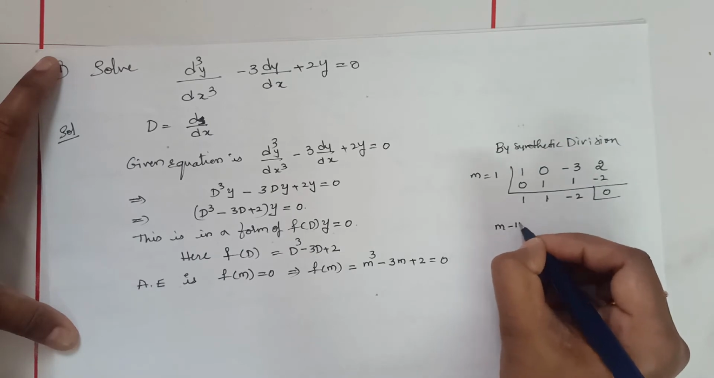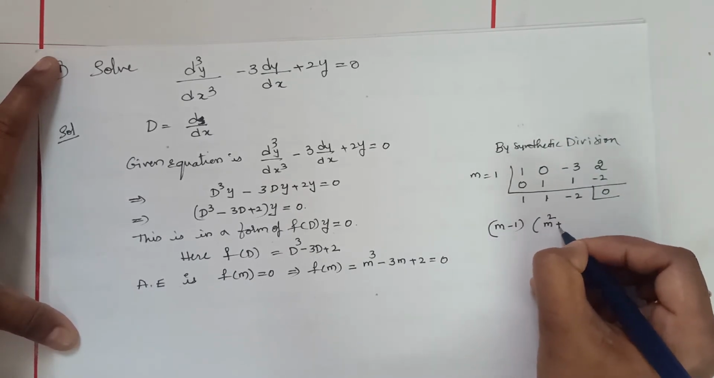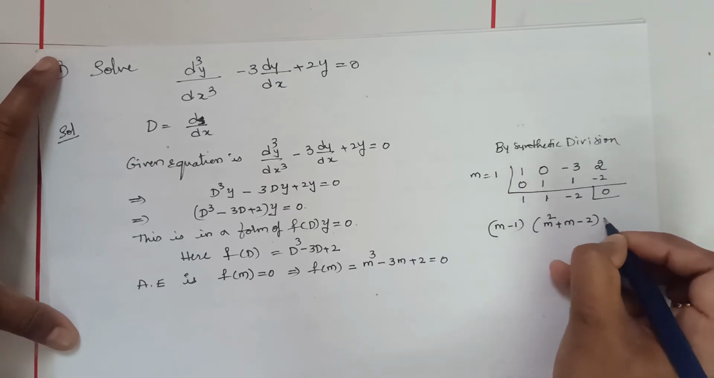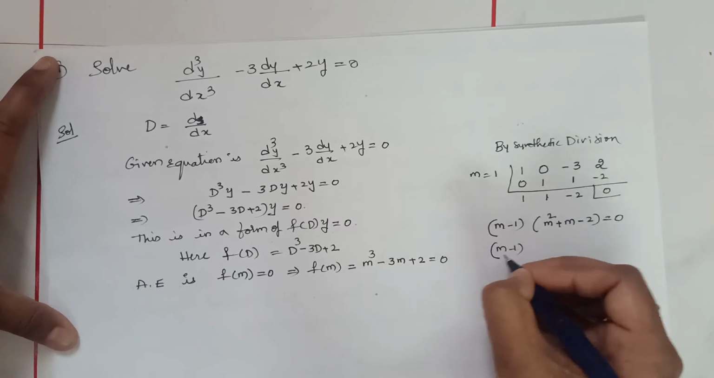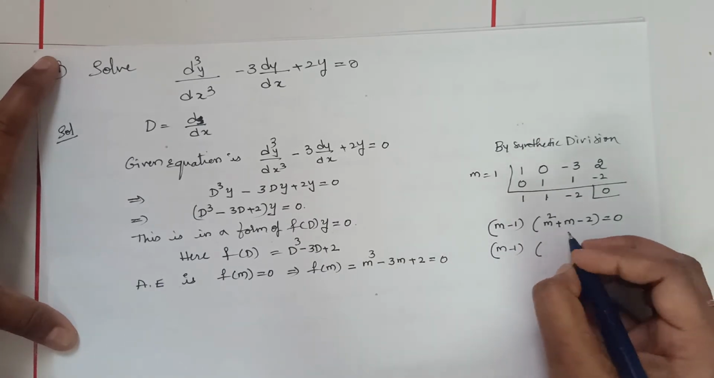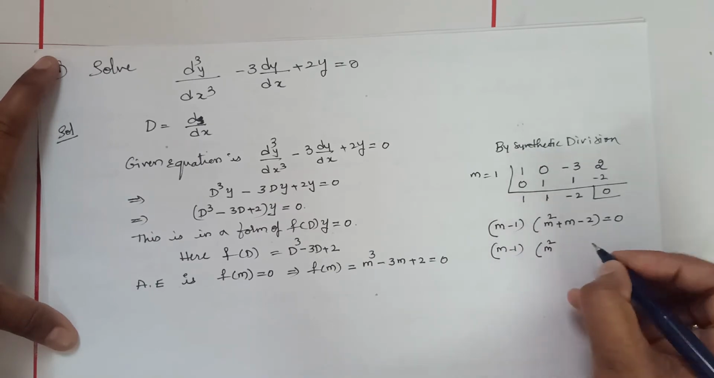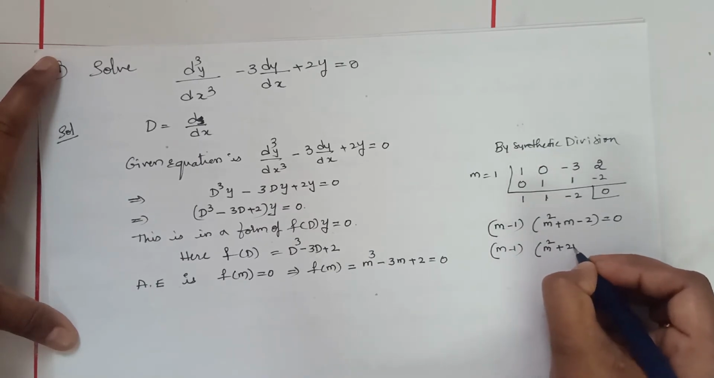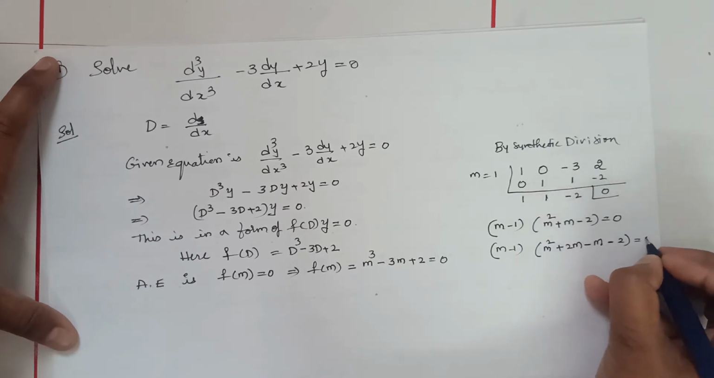Therefore, this can be written as (m - 1)(m^2 + m - 2) = 0. So, (m - 1) into... what are the roots of this? m^2 + 2m - m - 2 = 0.